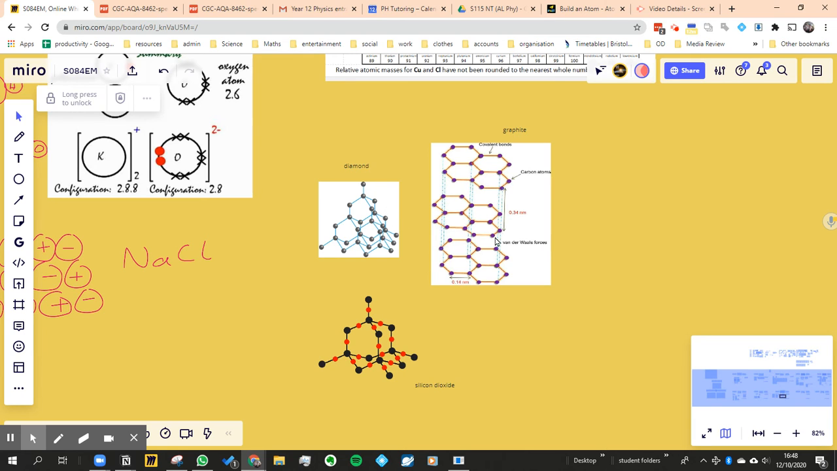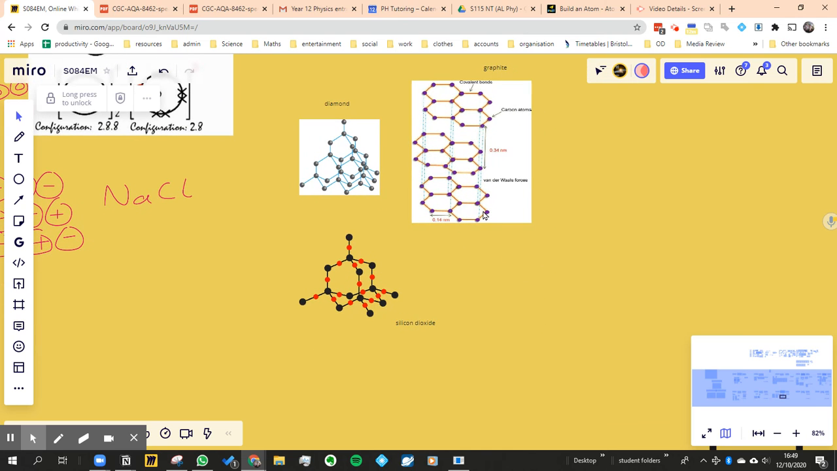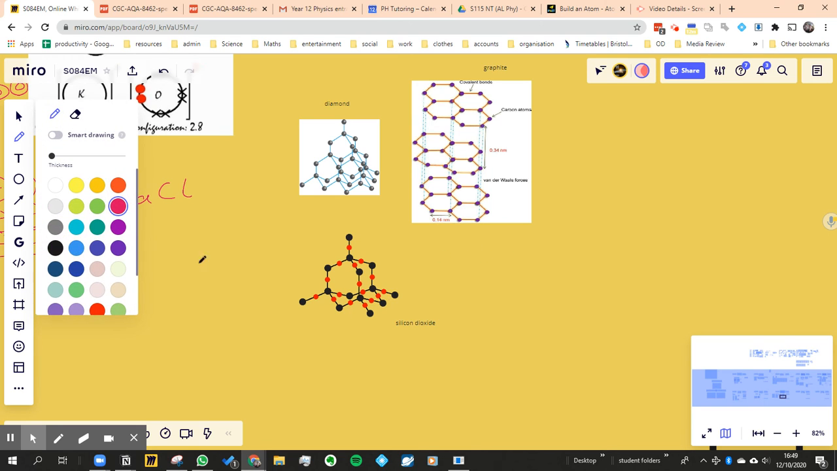These giant covalent structures have some quite strange characteristics. We'll look in a moment at why graphite, for example, is able to conduct electricity, whereas diamond can't. They're both made out of carbon atoms. Silicon dioxide is still a covalent lattice, but made out of 2 different atoms.